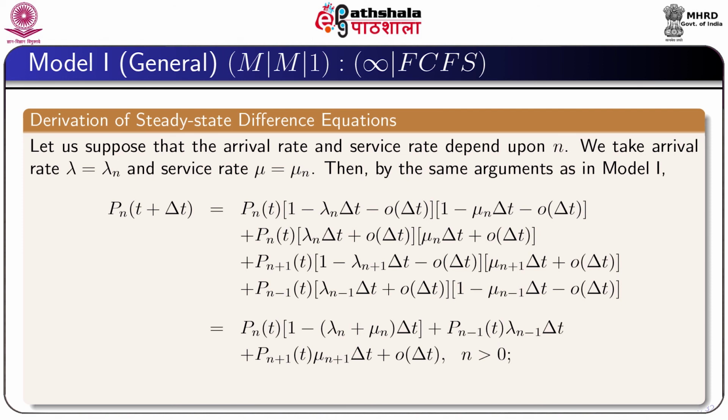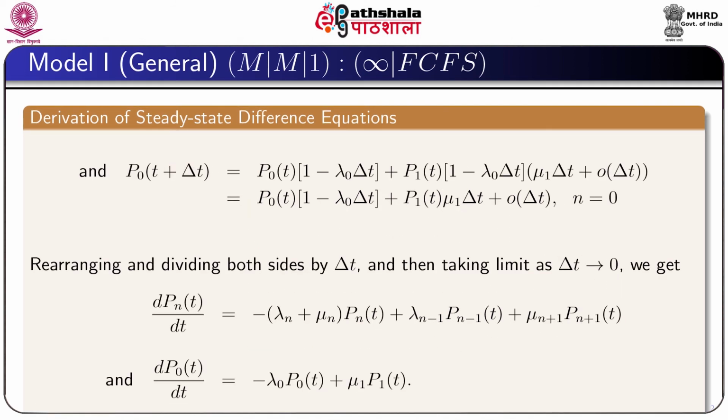And this expression can be simplified further. P n(t) into (1 minus (lambda n plus mu n) into delta t) plus P n minus 1(t) into lambda n minus 1 delta t plus P n plus 1(t) into mu n plus 1 delta t plus order of delta t, where n is greater than 0, and P 0(t plus delta t) equal to P 0(t) into (1 minus lambda 0 delta t) plus P 1(t) into (1 minus lambda 0 delta t) whole into mu 1 delta t plus order of delta t, which is equal to P 0(t) into (1 minus lambda 0 delta t) plus P 1(t) into mu 1 delta t plus order of delta t when n equal to 0.